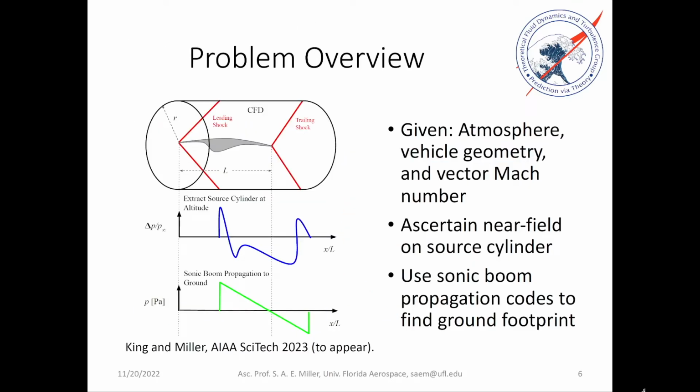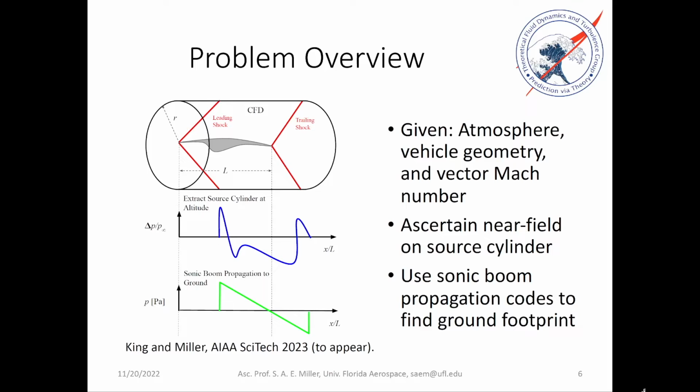Generally, there's some aerodynamic body, which would be in gray, and we want to predict on a source cylinder the static pressure around the vehicle. This would then be used within a sonic boom propagation code to predict the noise on the ground. So the input for the sonic boom propagation code would be that middle line of delta P over P versus X over L, and the bottom would be the N wave predicted at the ground.